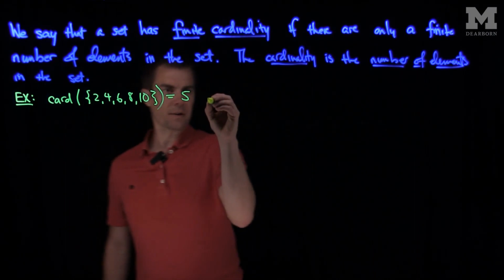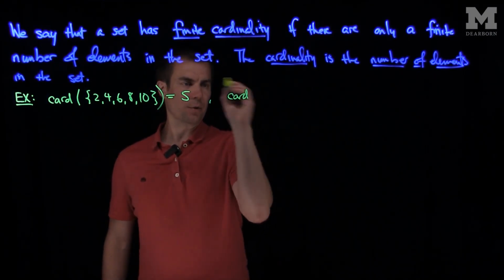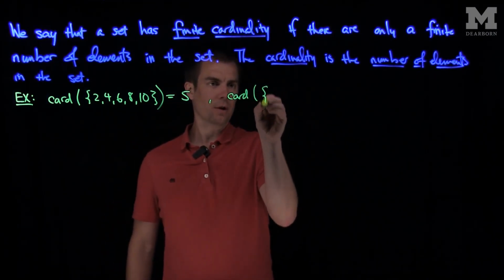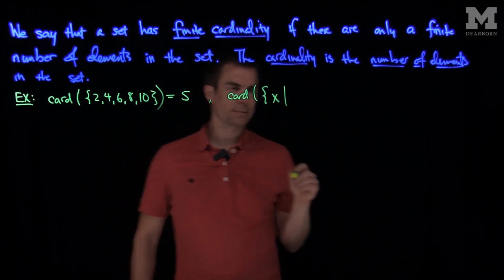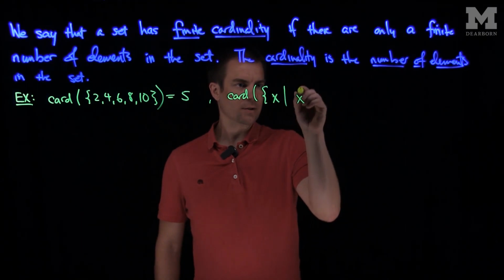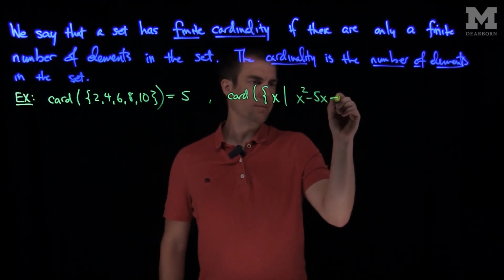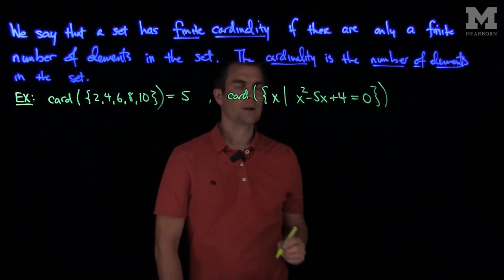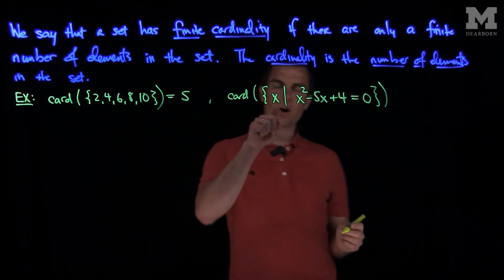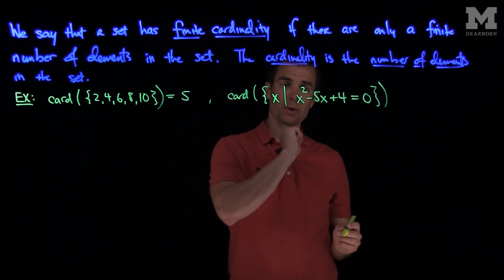I can look at something like this. I can say the cardinality, using set builder notation, of the set of points x such that x squared minus 5x plus 4 is equal to 0. So I'm looking at the set of all points x that satisfies this polynomial equation.